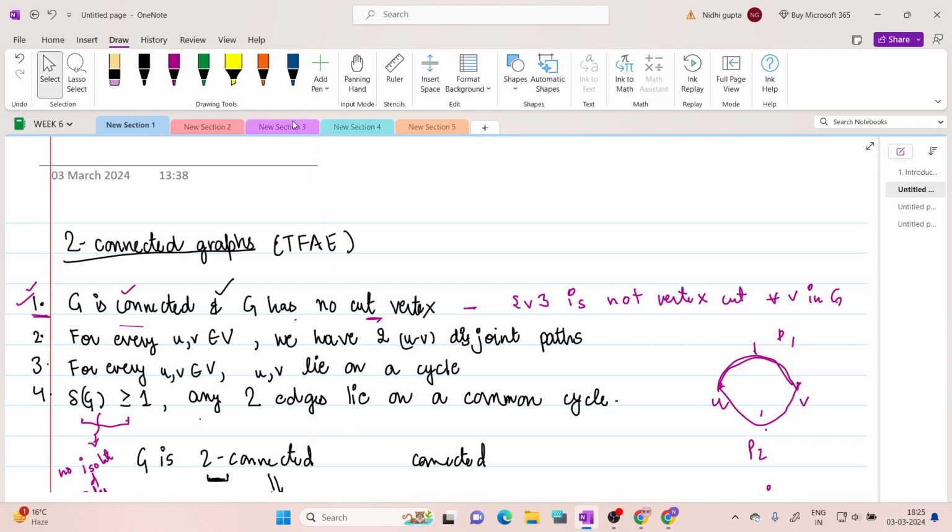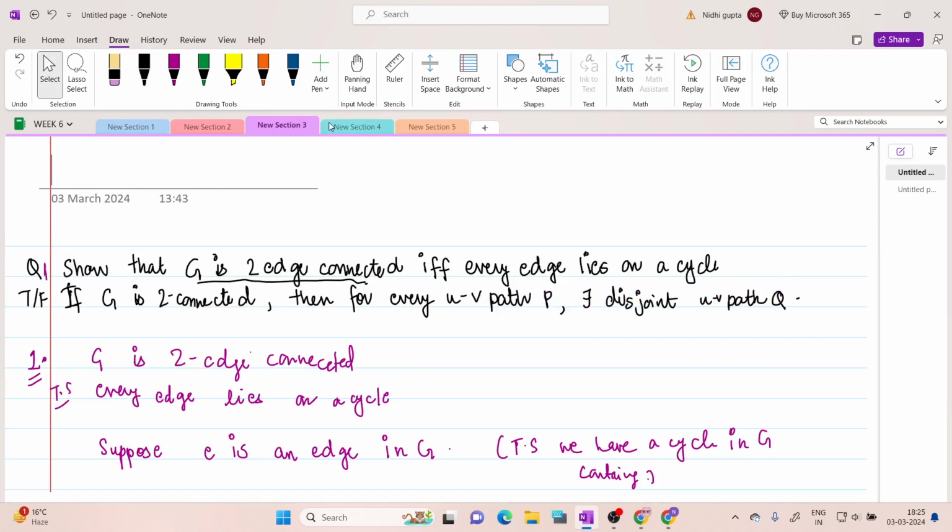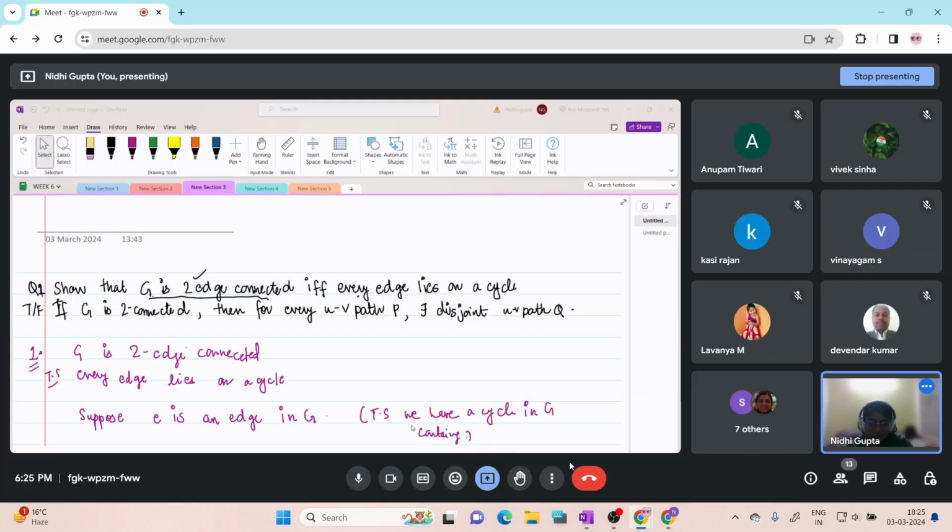So this exercise is giving us a nice equivalent condition for 2 edge connected graphs also. That is, G is a 2 edge connected graph if and only if every edge lies on a cycle. So if you want to check if the graph is 2 edge connected, it is sufficient to check that every edge lies on a cycle. So is this question 1 clear to everyone? Any doubts in any of the parts? The converse or the forward implication?